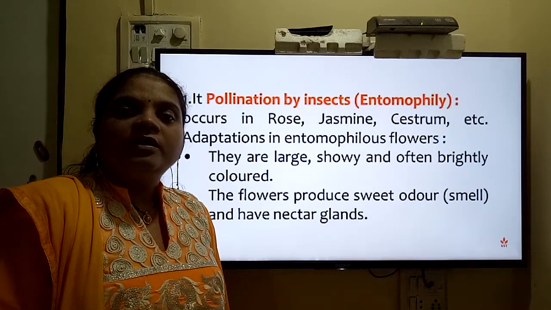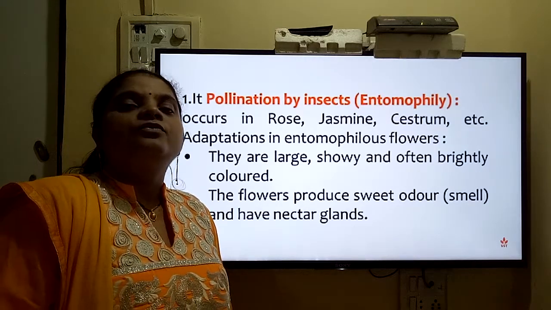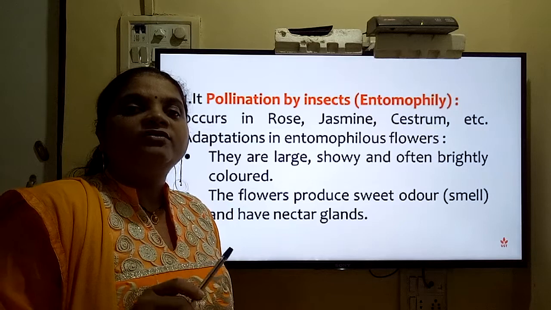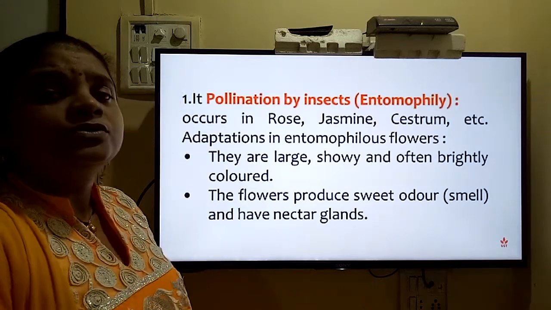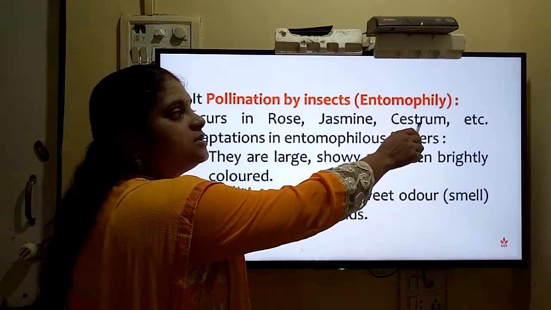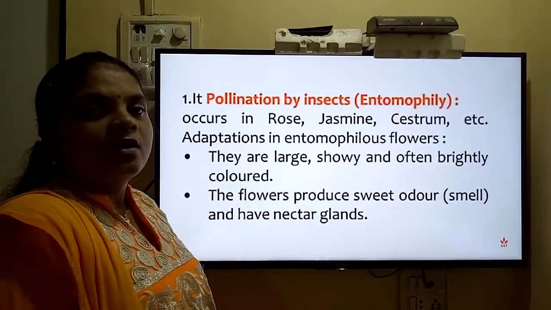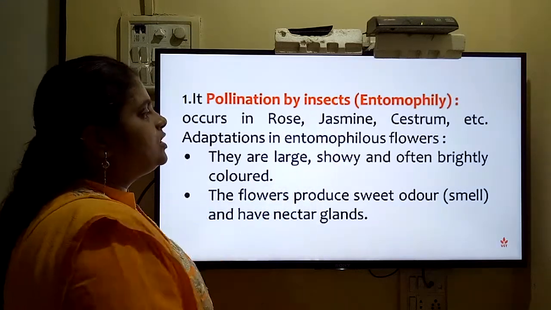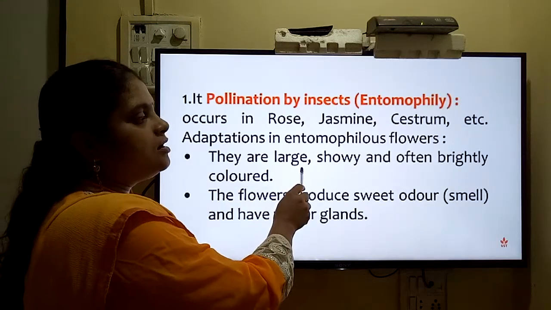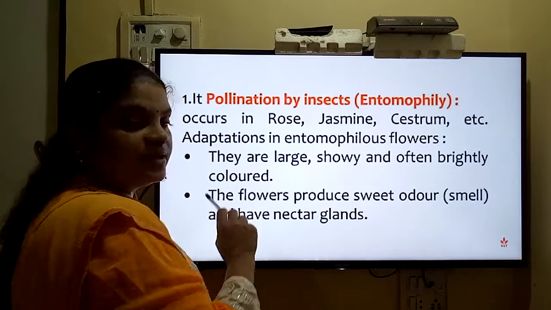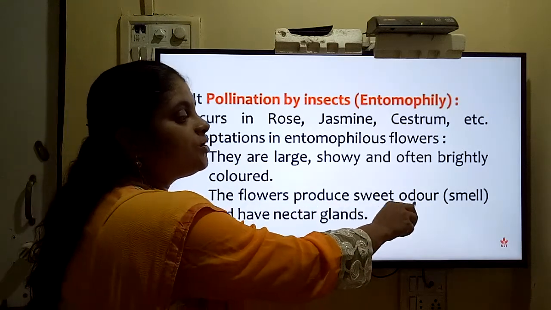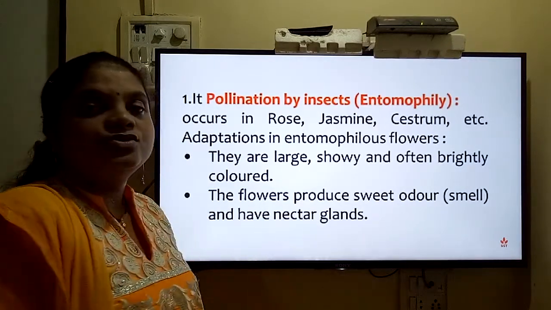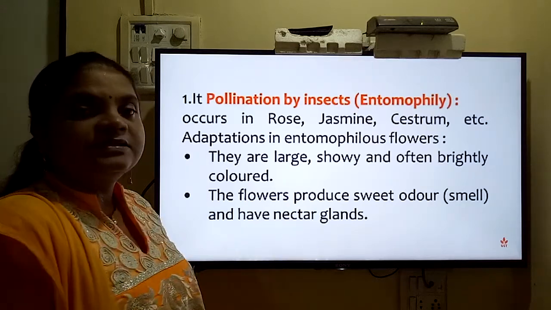If this food is not there, then why would an insect waste its energy to visit the flower? So nectar is very important. Here rose, jasmine and cestrum are the attractive flowering plants. These plants prefer insect pollination. As I told you, the adaptations are that flowers are large, showy and often brightly colored. Flowers produce a sweet odor, that is a smell, and have a nectar gland.